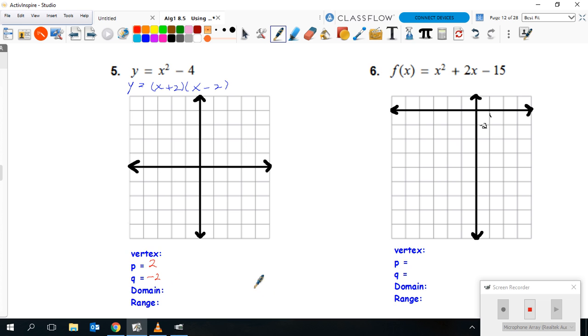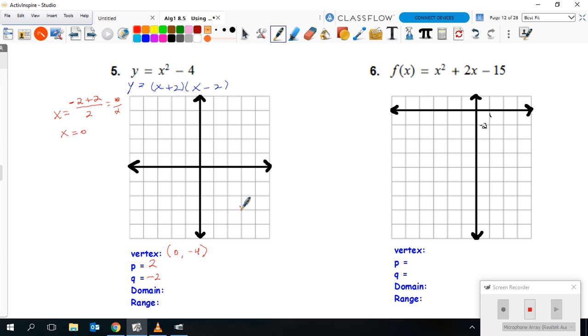And then for our vertex, we just do P plus Q over 2, so negative 2 plus a positive 2, adding together. That's going to be 0, so we're going to see 0 over 2, which is 0. So x is equal to 0 on this one. That's going to be your axis of symmetry. It's our x-coordinate on the vertex. If you plug 0 in, and you can plug it in even back up to here, 0 squared is 0, so your y-coordinate is negative 4.